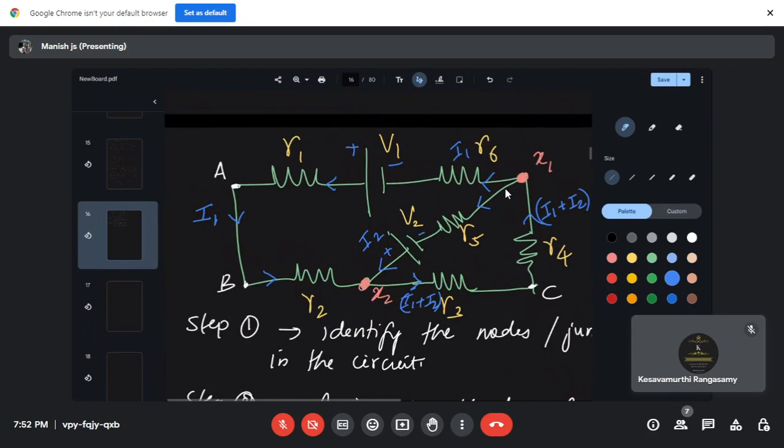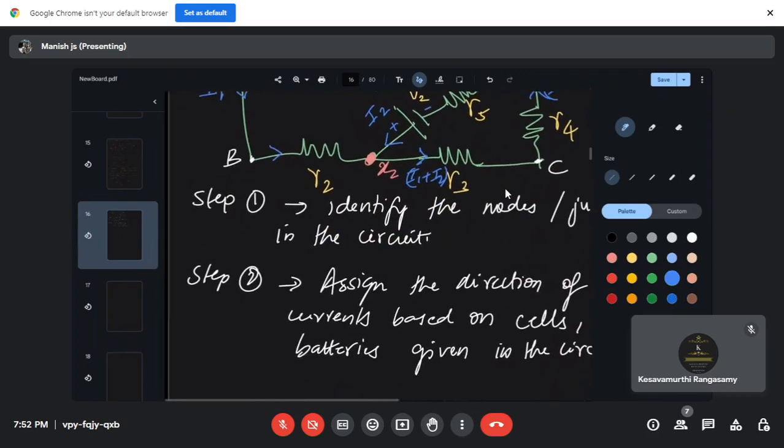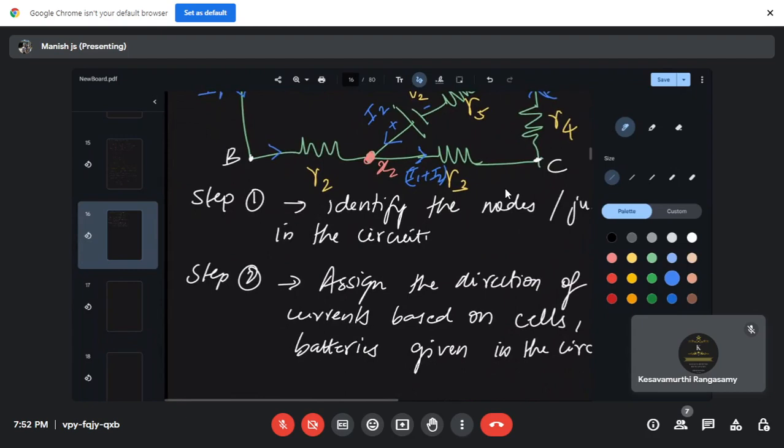Now you can see that I1 current only is passing through R1 also. So what we have done is absolutely right. The distribution of currents. Are you understanding? This is how you are going to distribute the currents in real time. Whenever you get a circuit, you are going to first identify the nodes or junctions. Second, you are going to provide the direction of currents based on the cell or battery that is there in the circuit. So we have assigned the direction of currents now. So step 2 is also over.